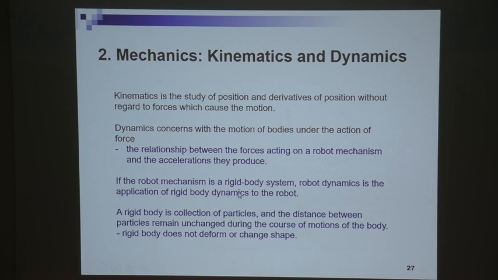So there's another term here, rigid body systems. What is a rigid body system? A rigid body is essentially a collection of particles, and the distance between the particles remains unchanged during the course of motion of the body. Meaning that the rigid body will not be deformed or change shape. This is the typical robot manipulator that you can see. They are made of metal, and they are very strong. So this is the dynamics that we are looking at.